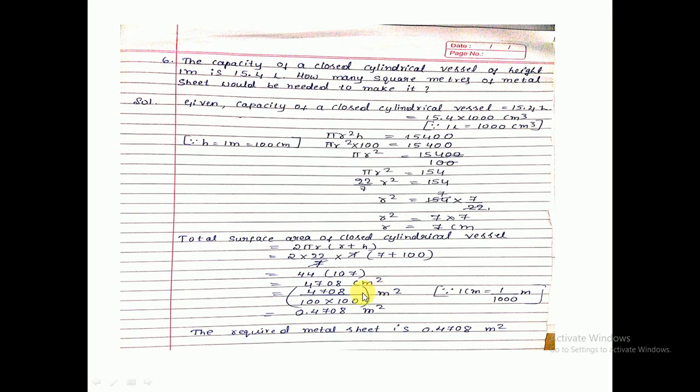Surface area, that's why we have to write the unit meter square. So 4708 divided by 100 into 100. Here we got centimeter square. In centimeter square, we have to convert that into meter square. So 100 into 100, that is 0.4708 meter square. The required metal sheet is 0.4708 meters square. Got the idea of this problem now?